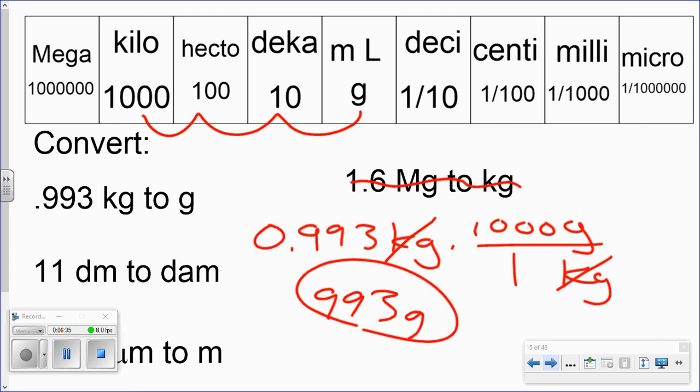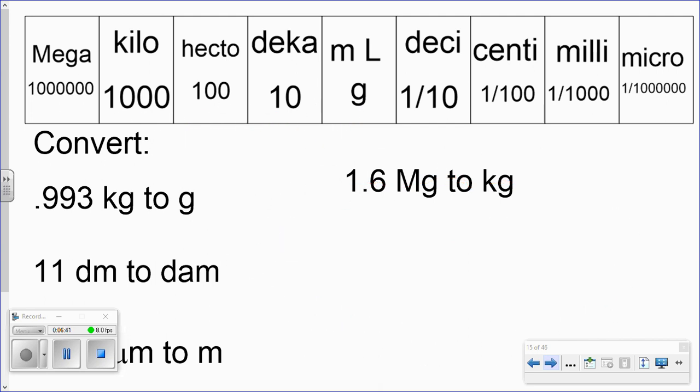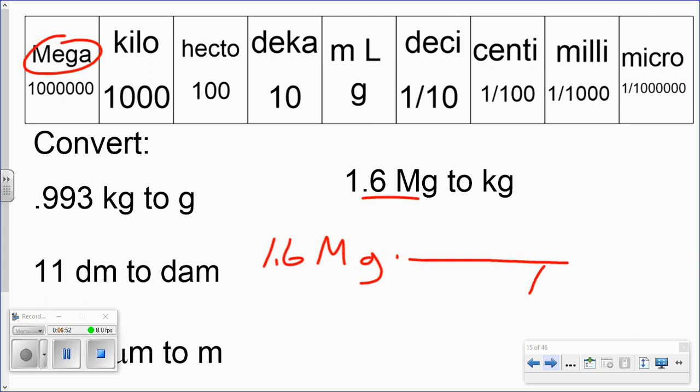I'm going to give you a special situation, a special case, and that's this one right here. If I have 1.6 megagrams, how many kilograms is that? Let's set the problem up just like we do. That's megagrams, not magnesium, to kilograms. Now, here's the thing.